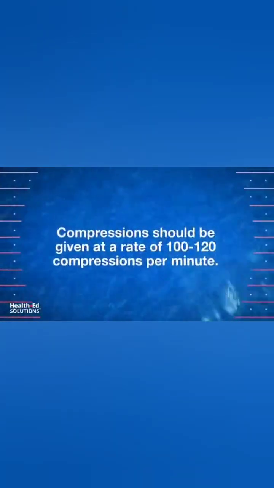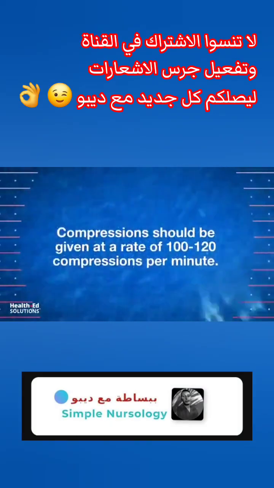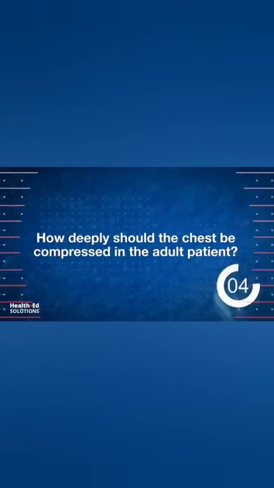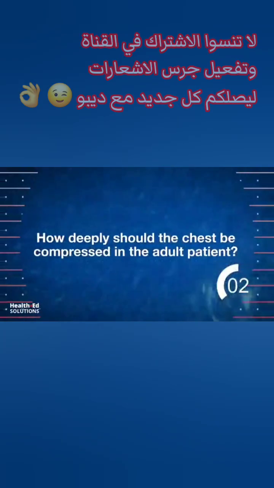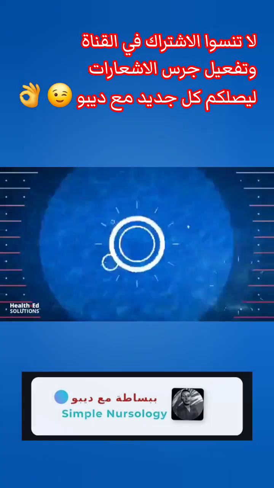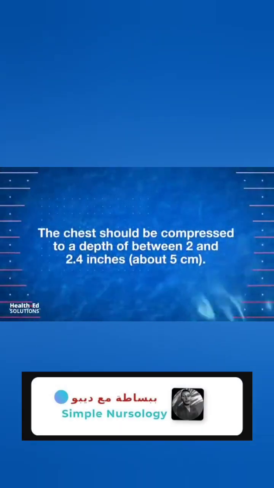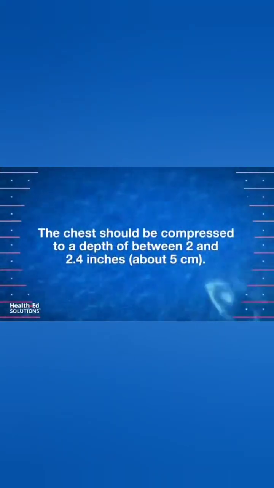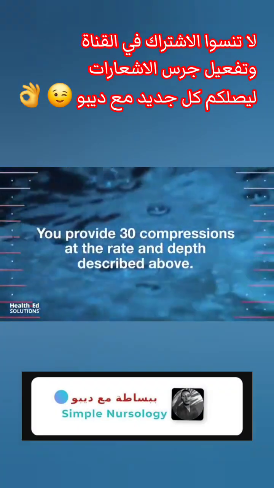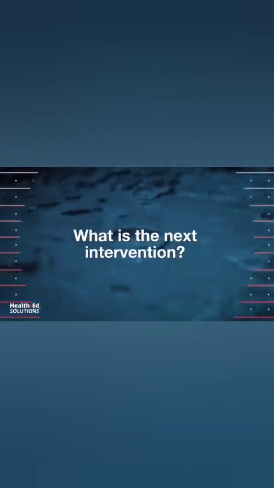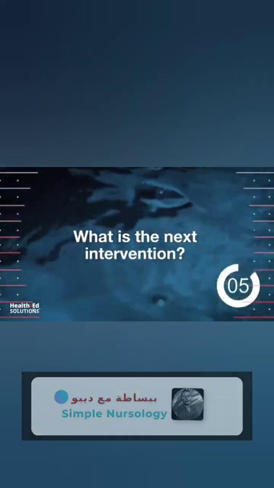Compressions should be given at a rate of 100 to 120 compressions per minute. How deeply should the chest be compressed in the adult patient? The chest should be compressed to a depth of between 2 and 2.4 inches, about 5 centimeters. You provide 30 compressions at the rate and depth described above. What is the next intervention?